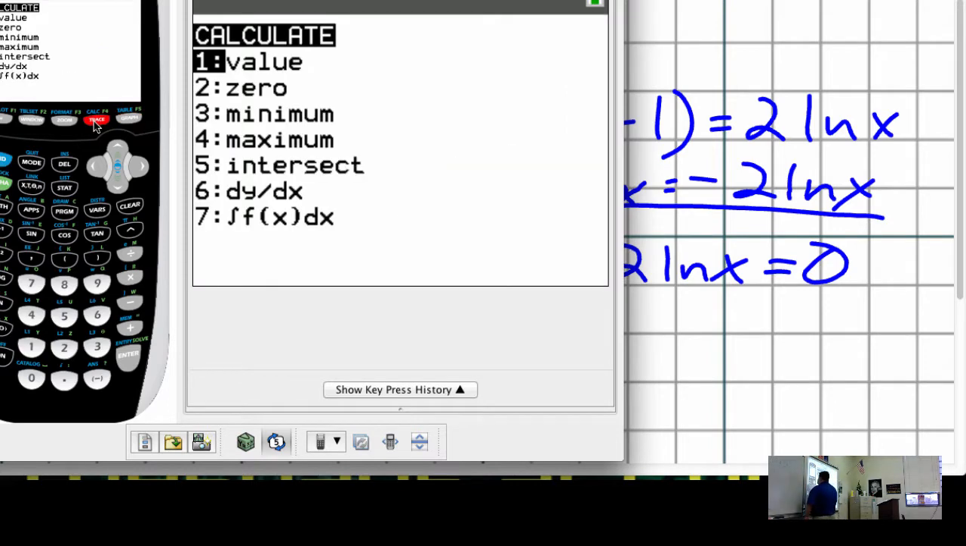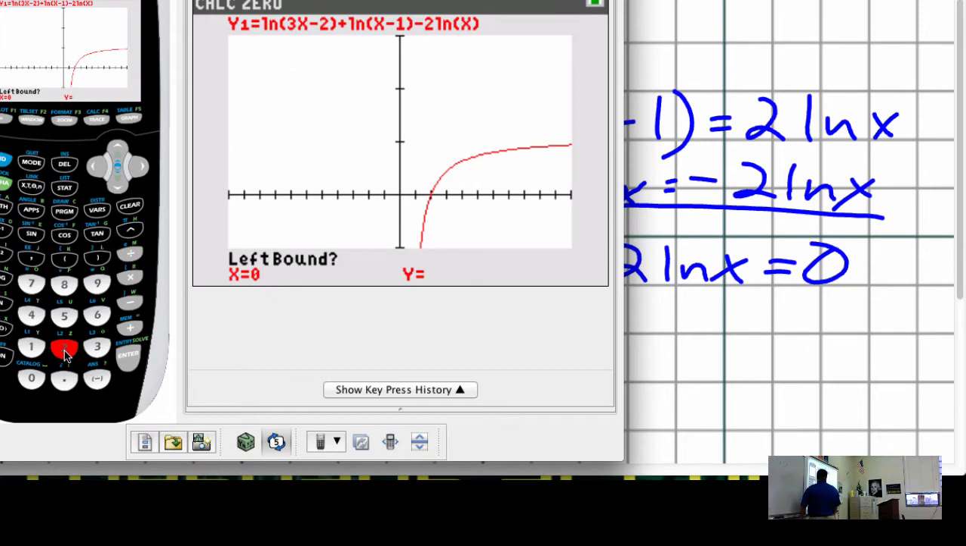Just to verify, I'm going to hit second trace, which brings up my calculate menu. What option do I choose? Option number 2, find the 0. Okay, good.